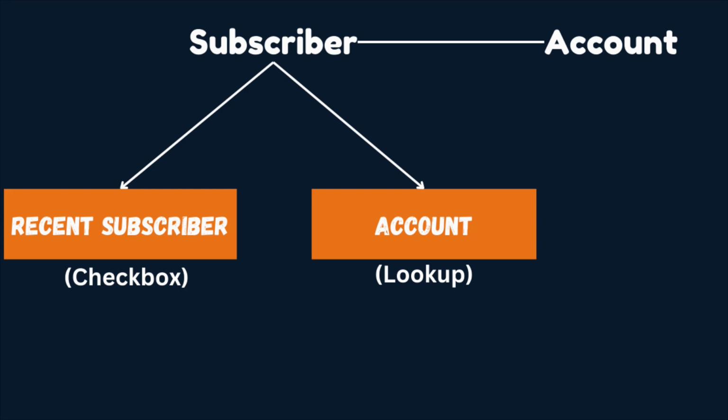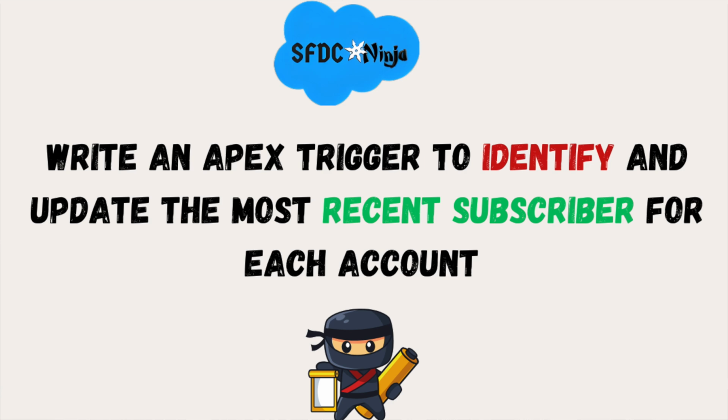Now let's understand the problem statement. You need to write a trigger to ensure that only the most recent subscriber record for each account is marked as the recent subscriber. When a subscriber record is inserted or undeleted, you need to update the recent subscriber checkbox so that only the latest subscriber for that account is marked as recent. Also, when a subscriber record is deleted, you need to re-evaluate the remaining subscribers for that account and mark the latest one as the recent subscriber. And you also need to ensure that only one subscriber per account has the recent subscriber checkbox equal to true at any time. So this is the requirement.